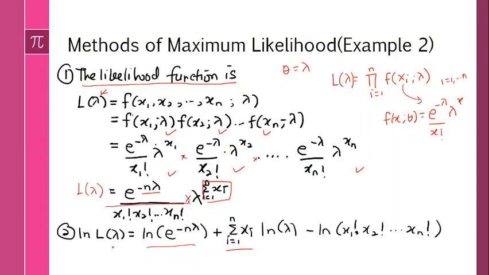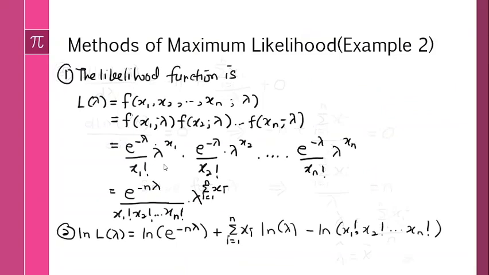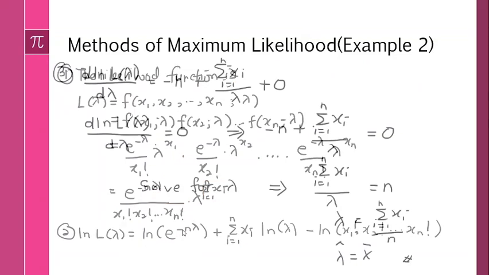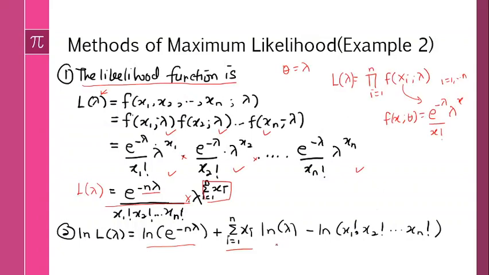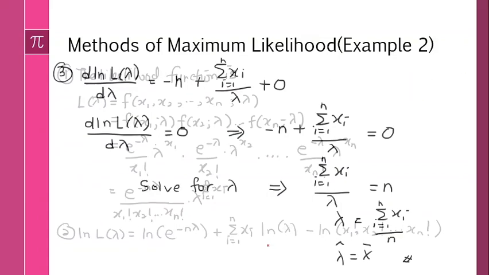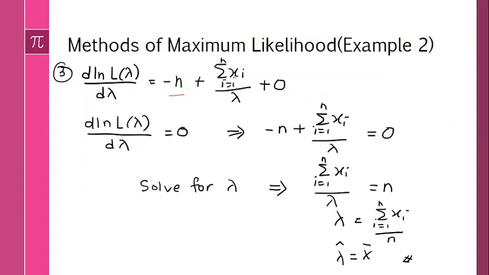The next step is to differentiate the ln likelihood function of lambda. This one, you differentiate, you will get negative n. This becomes 1 over lambda, the summation of xi over lambda. So negative n plus the summation of xi over lambda, plus 0, since this is a constant.